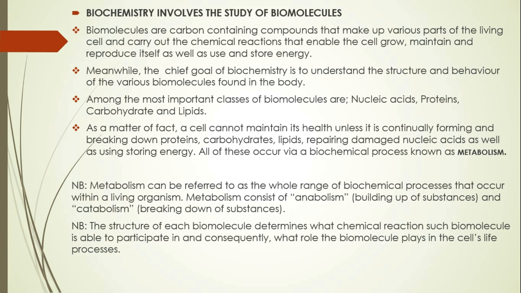Now, let me quickly give you this example. When you take in a carbohydrate-rich diet, the food gets digested and glucose is supplied in the bloodstream. This glucose supplied in the bloodstream is carried by the blood and distributed to various parts of the body system. The remaining part of this glucose, the excess glucose left in the bloodstream, comes together to form what we call glycogen. This glycogen is stored in the muscle and in the liver.